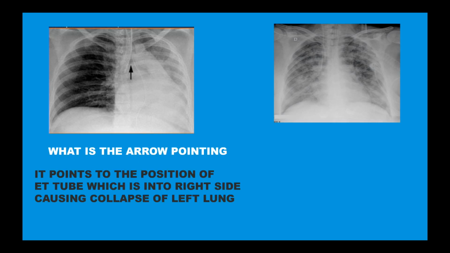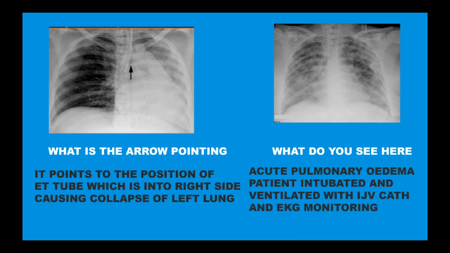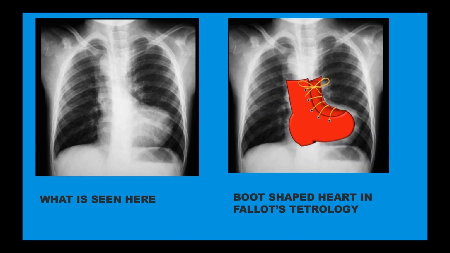What is this? ARDS. Bilateral interstitial infiltrates, acute pulmonary edema, patient intubated and ventilated with IV catheter and EKG monitor. Boot-shaped heart. Tetralogy of Fallot. The heart is like this, boot-shaped. So this is tetralogy of Fallot.